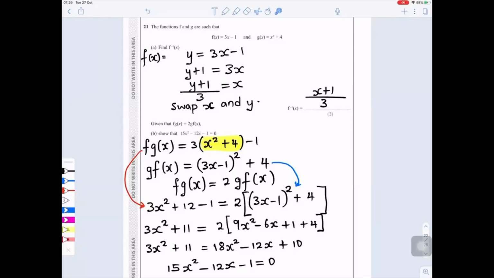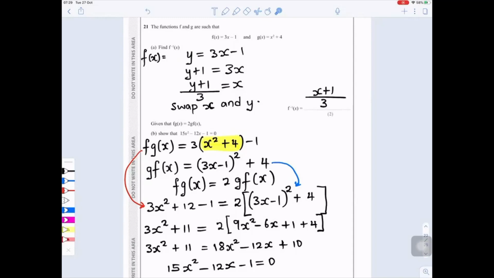Question number 21. The functions f and g are such that f of x is equal to 3x minus 1 and g of x is equal to x squared plus 4. Find f inverse of x. So f of x is given as 3x minus 1. We can call f of x as y to make it easier to write.